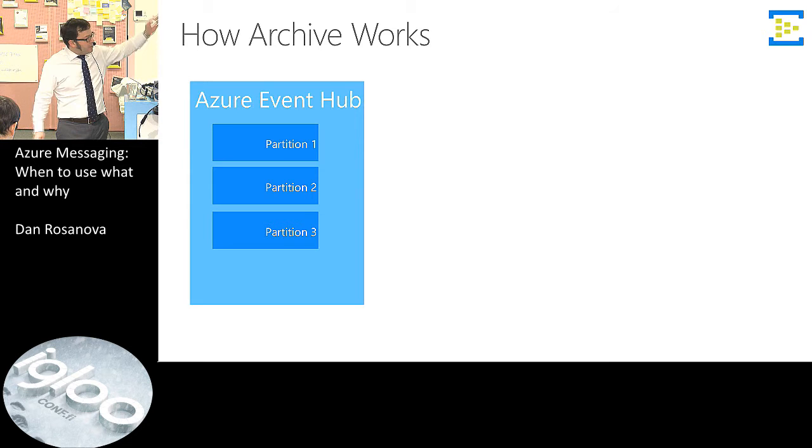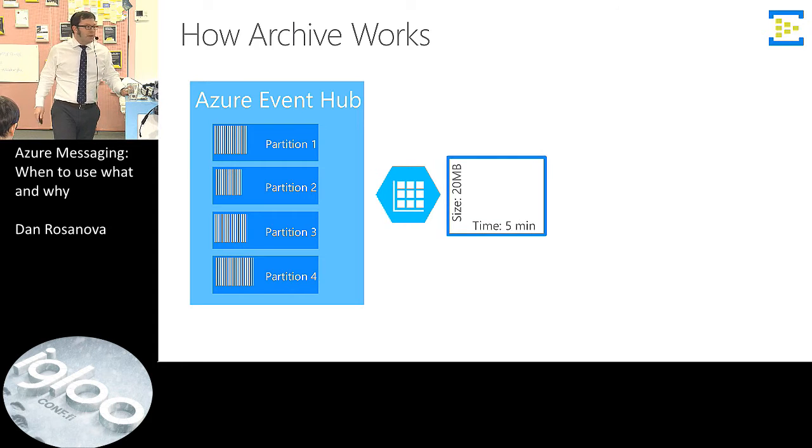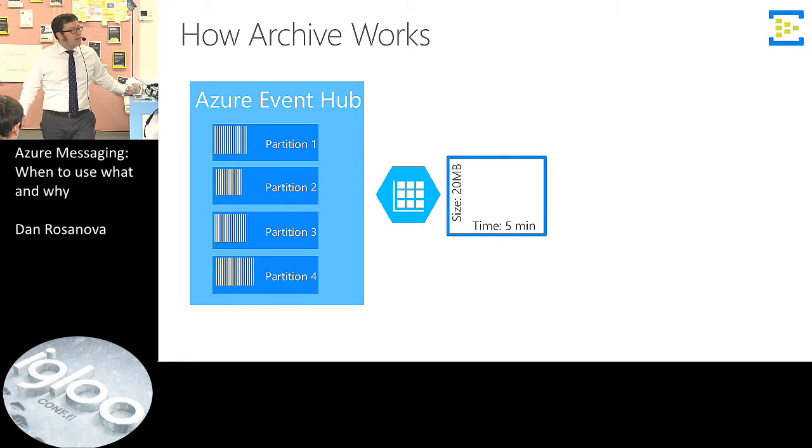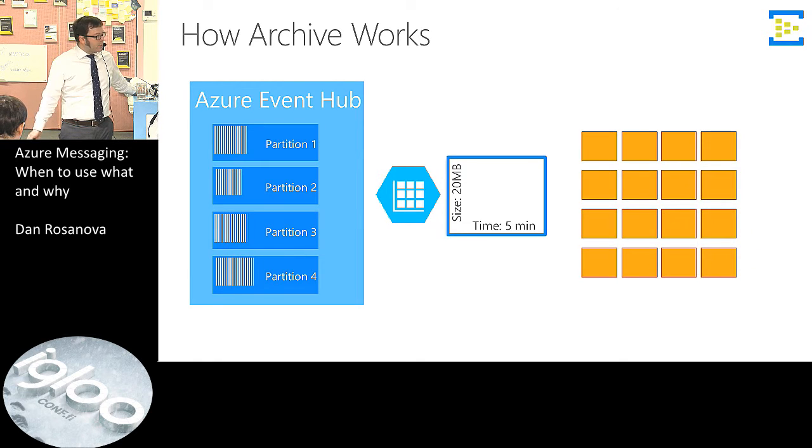So how does archive work? Here's our friend, the Event Hub. You might remember this from 5 minutes ago. You give us a storage account. You give us a window of time and size. And then when that window gets filled, we'll create files for each of the partitions in the Event Hub. So as that window fills up, we give you more and more files.